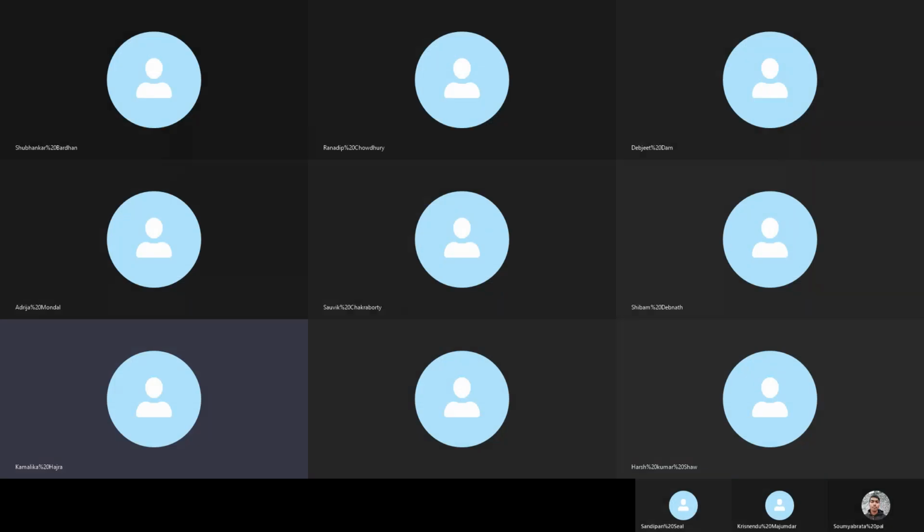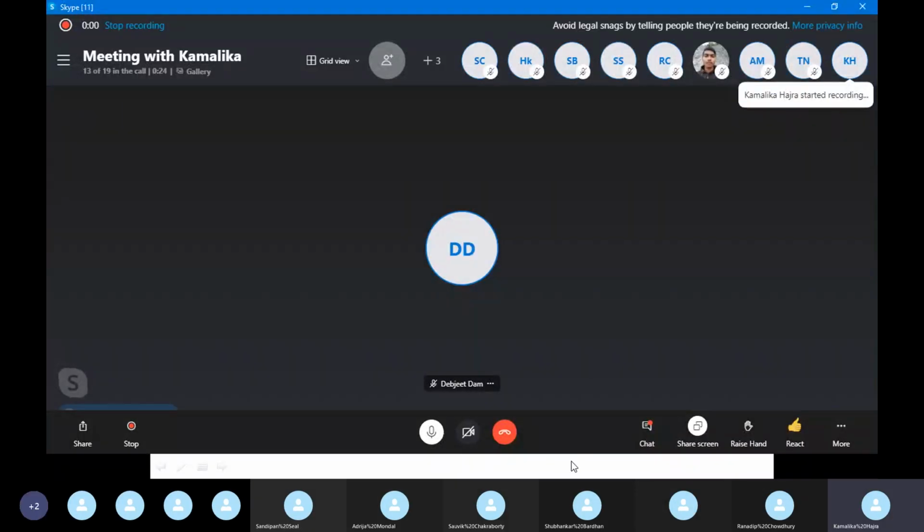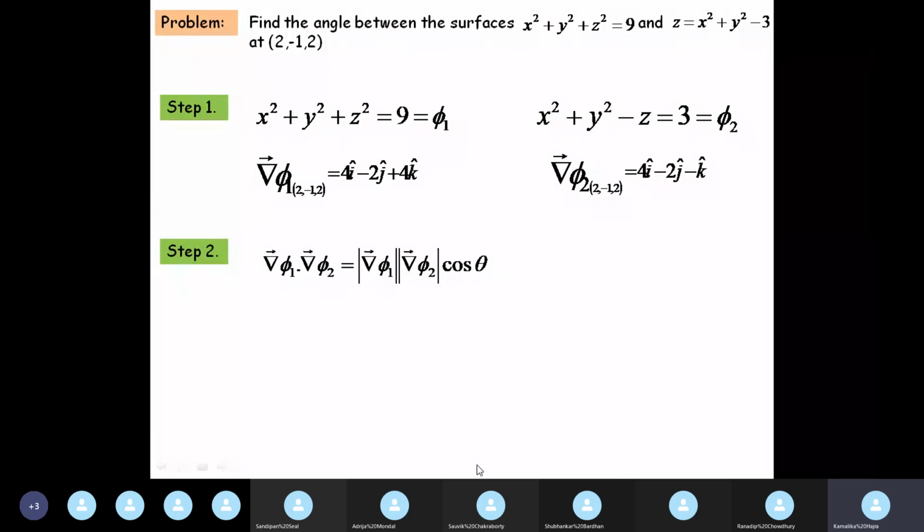Screen. You can see my screen now. Can you all see my screen?